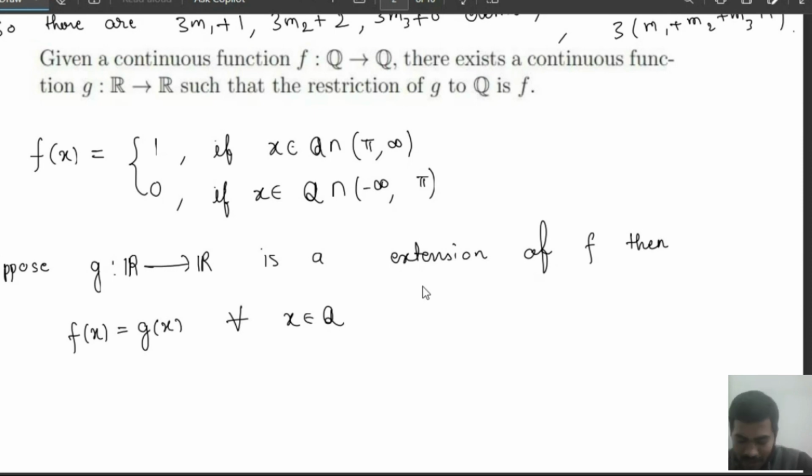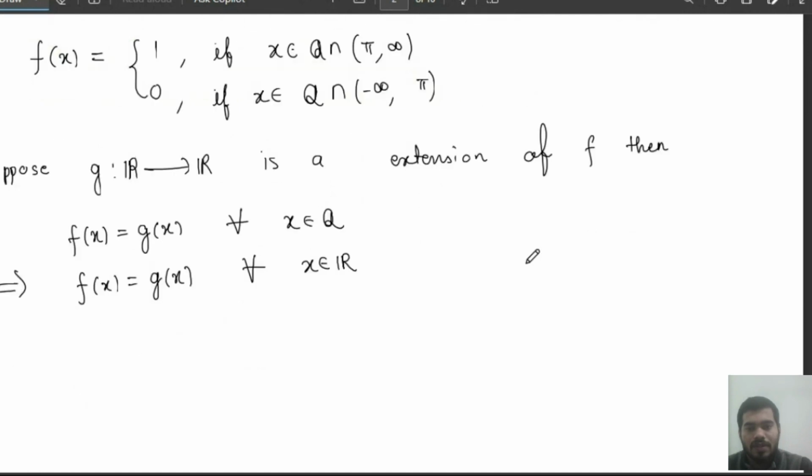Now, because of continuity, this will imply f(x) equals g(x) for every x belongs to R. Is it fine? Or somebody has a doubt about how I came to equality for all R? Is there any doubt? Actually, it is due to the sequential criterion.